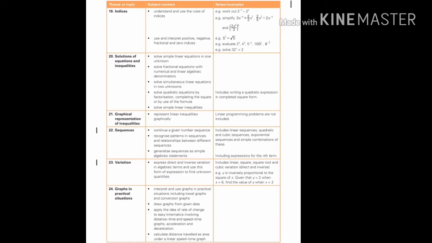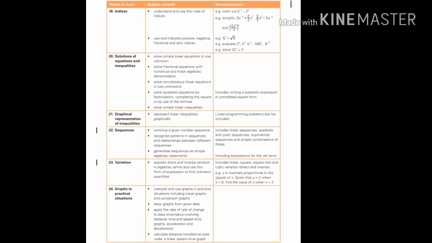Chapter number 21 includes graphical representation of inequalities, represent linear inequalities graphically. Chapter number 22, sequences. It consists of continuing a given sequence of numbers, recognizing patterns in sequences, and generalizing a sequence as simple algebraic statements. Chapter number 23, it includes variations: express direct and inverse variation in algebraic terms and use this form of expression to find unknown quantities.